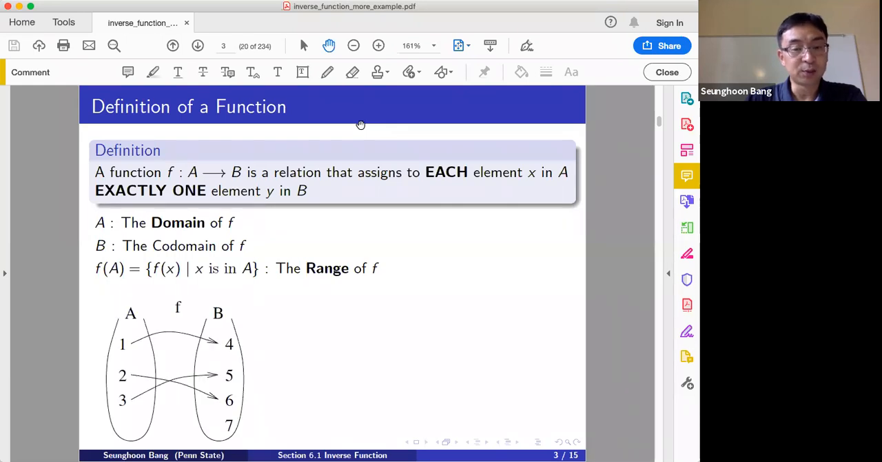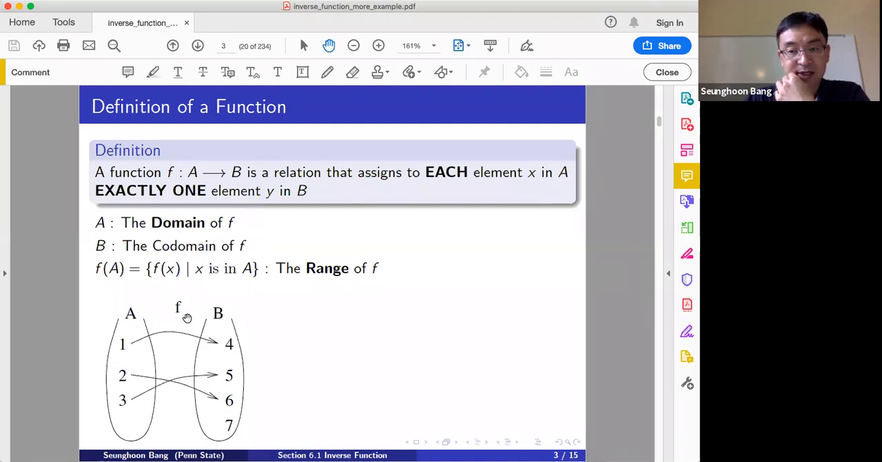This is one example. Is this relation f a function? Could you write your answer on the chatting board, please? If this is a function, could you write yes? If this is not a function, could you write no? What do you think?